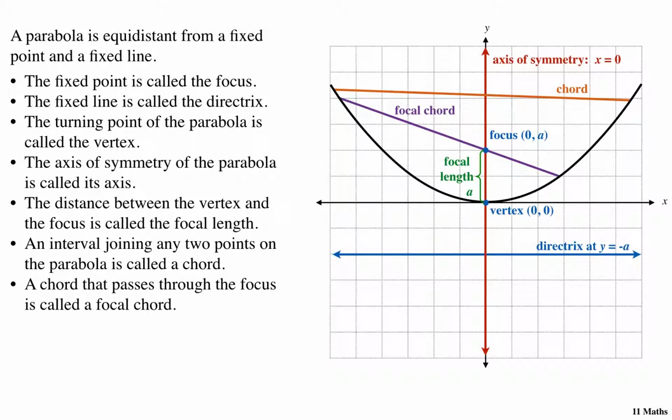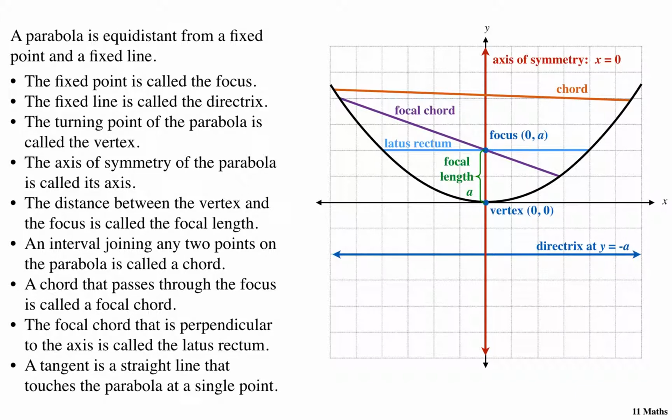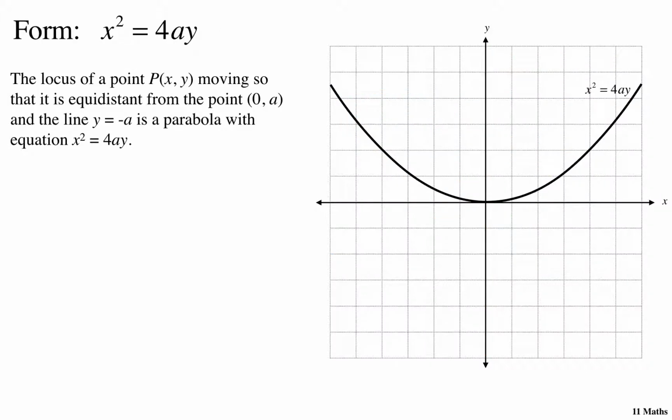And the last special name that we have is the latus rectum. It's parallel to the directrix and goes through the focus, or it's perpendicular to the axis of symmetry and goes through the focus. So there's our latus rectum. And the last thing is a tangent. A tangent touches the parabola at a single point, and here's an example. So let's have a look.